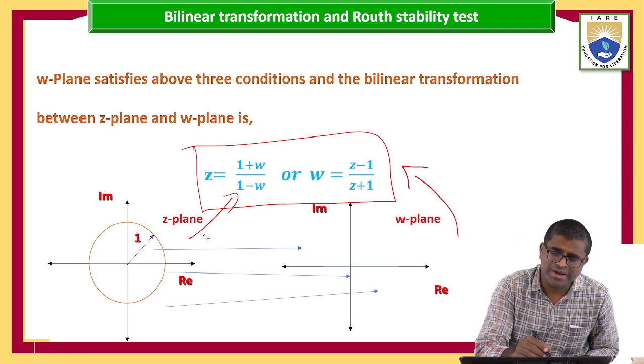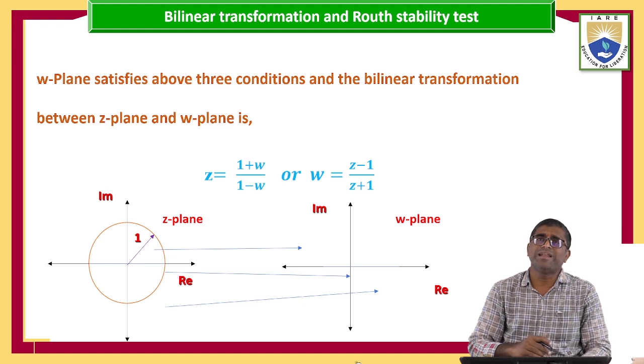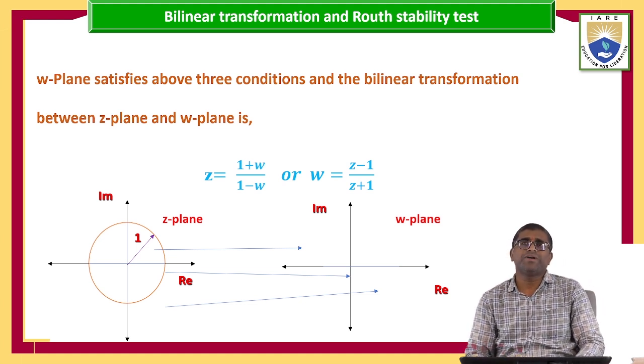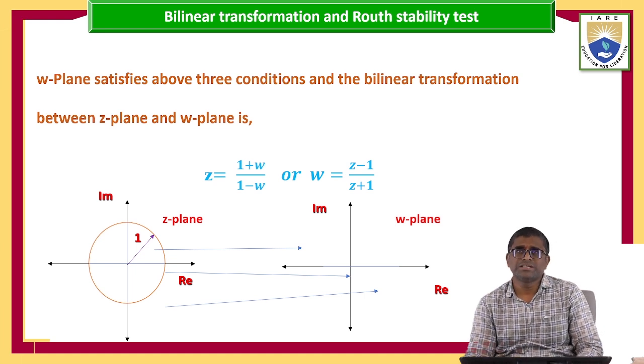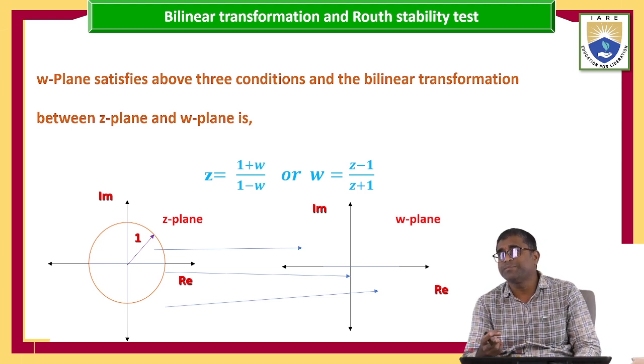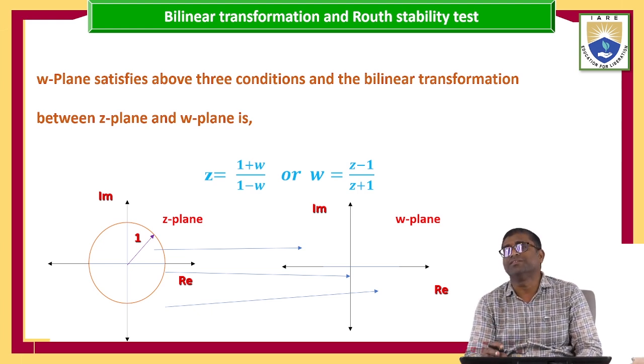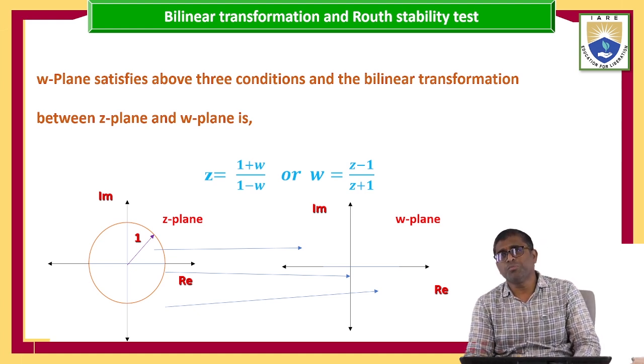So, for the explanation of the modified RH criteria for the bilinear transform, I am considering one example. Remember that Z equals (1 plus omega) by (1 minus omega), or omega equals (Z minus 1) by (Z plus 1). When a problem is given, we have to identify the new plane and the old plane. The old plane is the Z plane, the unit circle, and the new plane is the S plane, which is the W plane I am considering here.